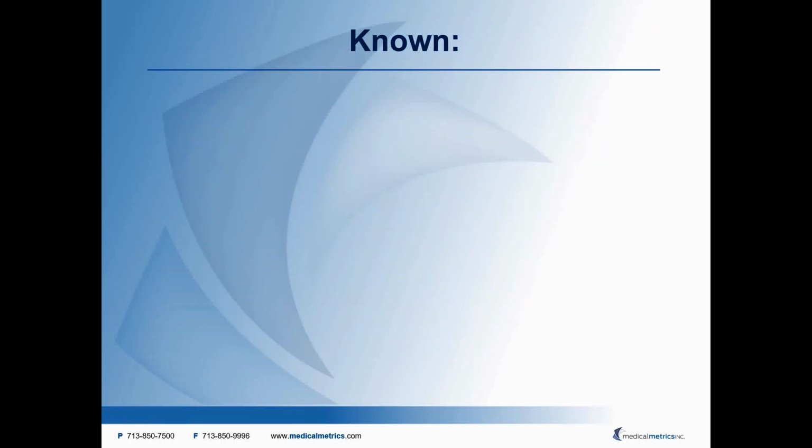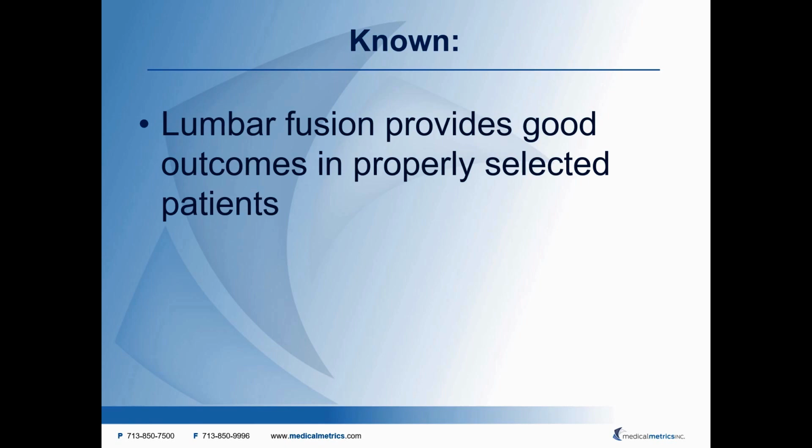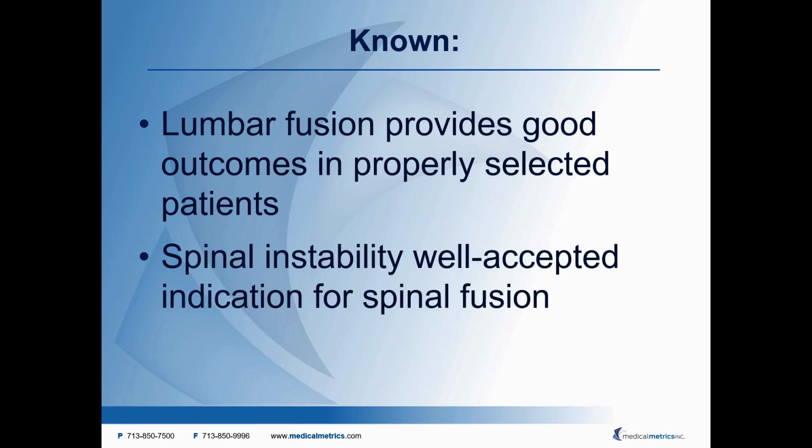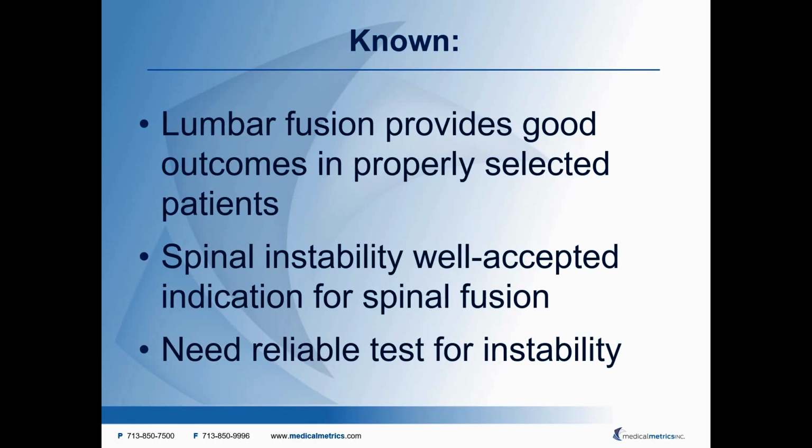There are several important facts to consider. First, in almost all published lumbar fusion studies, the data document a subpopulation of patients that had much better than average outcomes. It is important to understand why some patients got a much better outcome than did others. Spinal instability is a very well accepted indication for spinal fusion. A reliable, pre-treatment diagnostic test for instability may help identify optimal candidates for fusion.